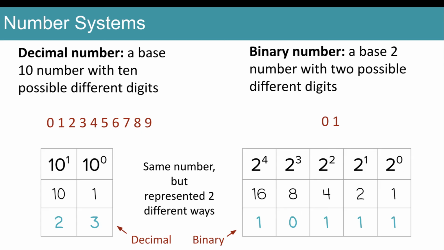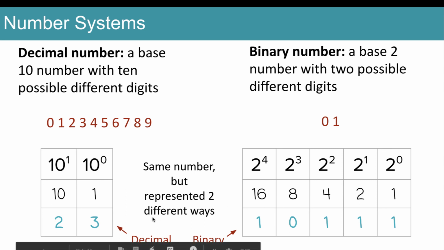So now you know 2 number systems. You know our decimal number system, which is base 10, and it has 10 different digits, and you've just learned a new number system called the binary system. And the binary number system is base 2 with only 2 possible different digits. So we can represent the same number in 2 different ways.